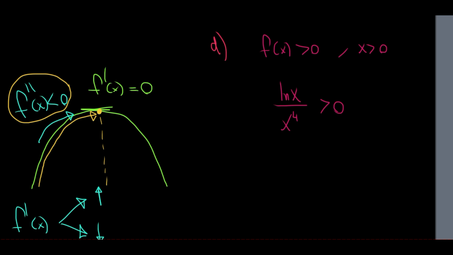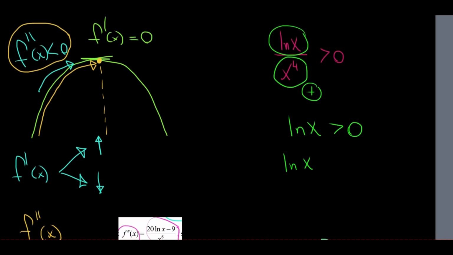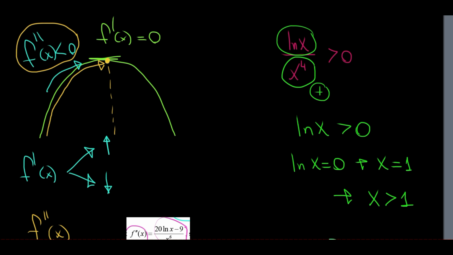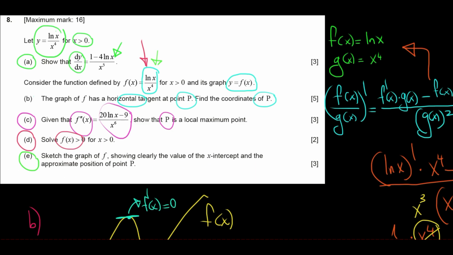Since x is positive, obviously the denominator will be positive always. And then we have to make sure ln of x must exceed 0. We know that if ln of x equals 0, x should be 1. So therefore, in order for ln x to be greater than 0, x should also exceed 1. So therefore, x must be greater than 1. This answers part D. And finally, let's have a look at part E. Sketch the graph of f, showing clearly the value of the x-intercept and the approximate position of point P.